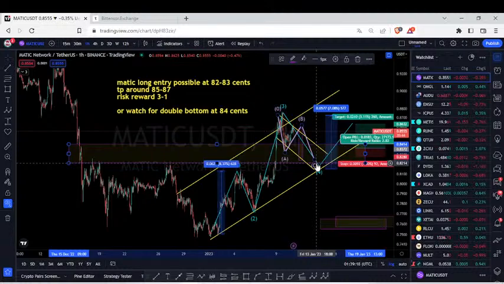Okay, Elisa, ¿tienes algunas altcoins que tú quieras ver?